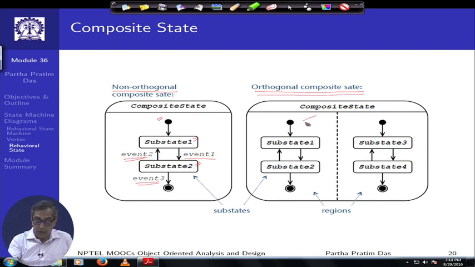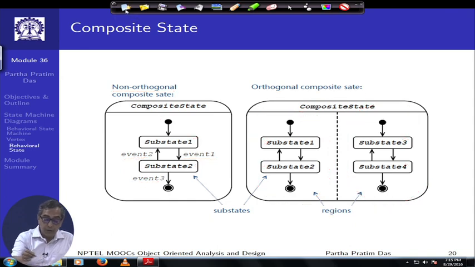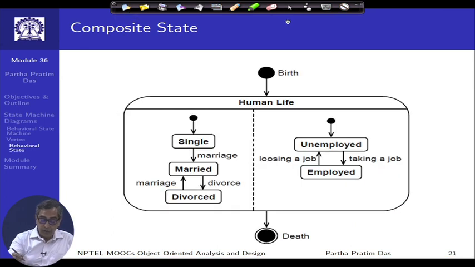Whereas, in another kind of composite state, which is called orthogonal, you will have more than one region. So, this is one region and this is another region. These are the two different regions, and they are typically shown by separate dotted lines. You have substates in region 1, you have substates in region 2, and you have event transitions happening between them, but these are independent. What is happening here is in concurrence with what is happening here. So, in the time domain they are happening as concurrent events, and when that happens, we say that it is an orthogonal composite state.